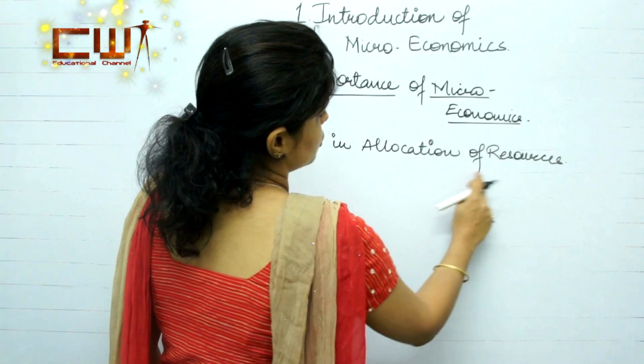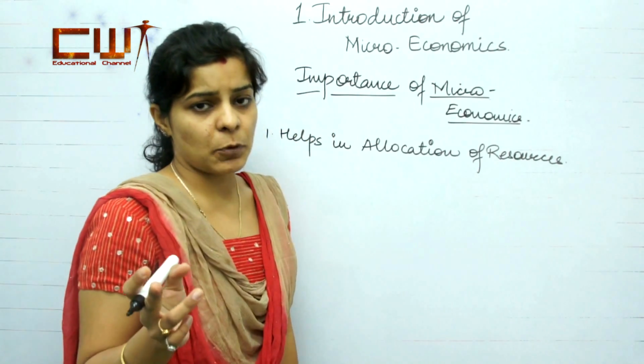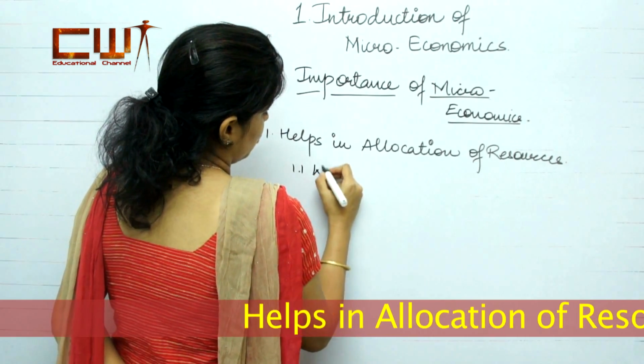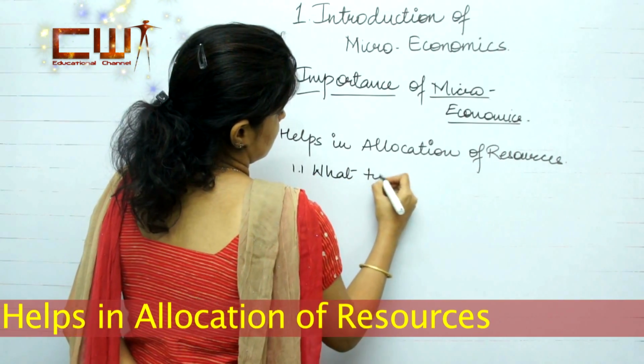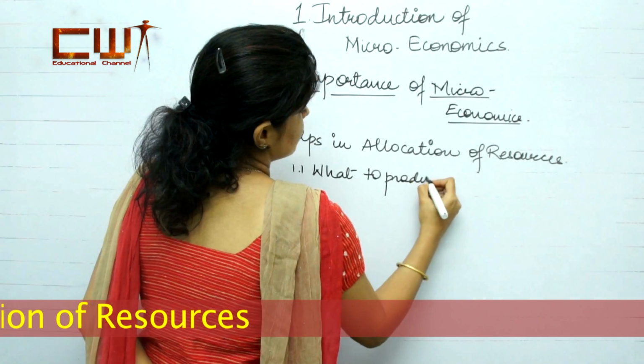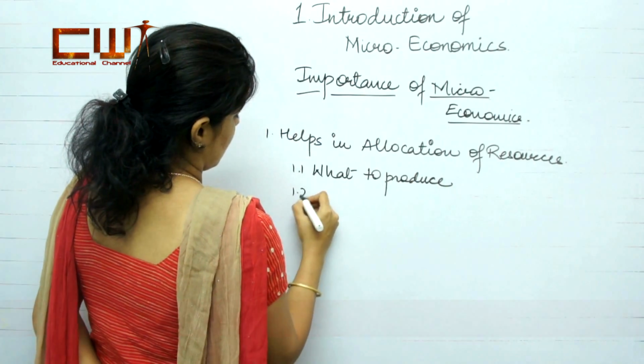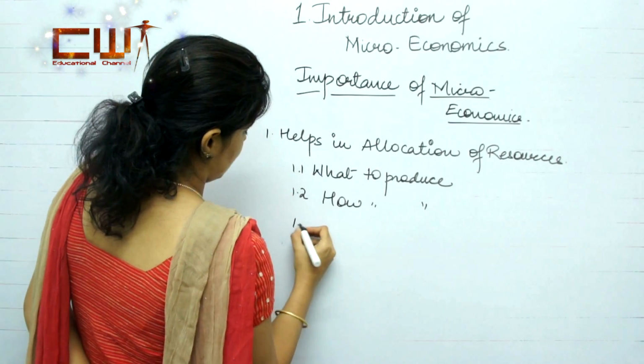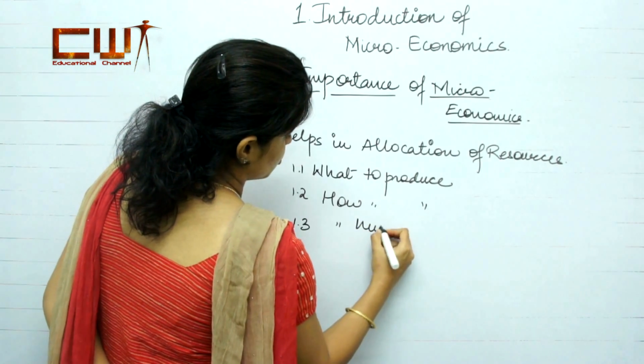Now helping in the allocation of resources means it decides upon the problem, as I told you: what to produce, right? Next is how to produce. Next will be how much to produce.